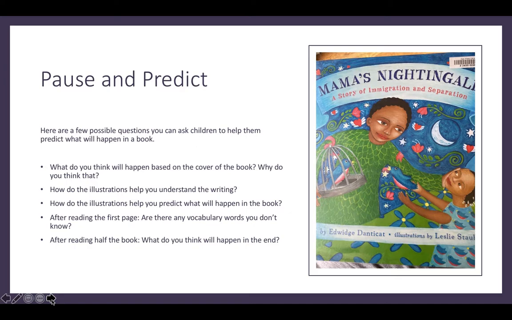Also, using the illustrations. Like in this book, there's the bird in the cage, and then there's a free bird, or a bird outside the cage. So there's a lot that you can predict just from those pictures. For example, reading the first page, are there any vocabulary words you don't know? What do you think would happen at the end? There's so much you can ask kids before you even start to read the book.